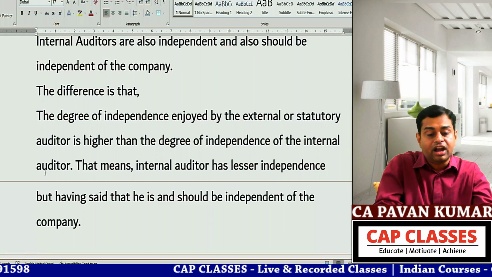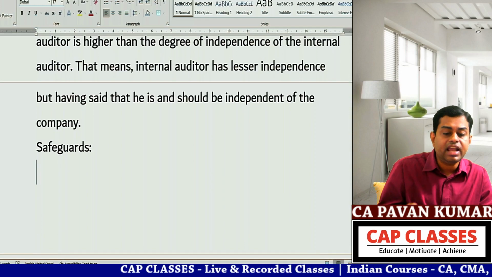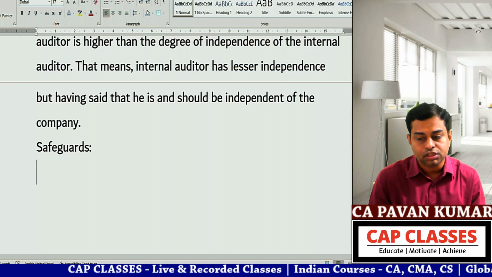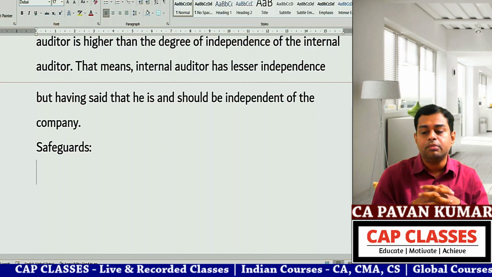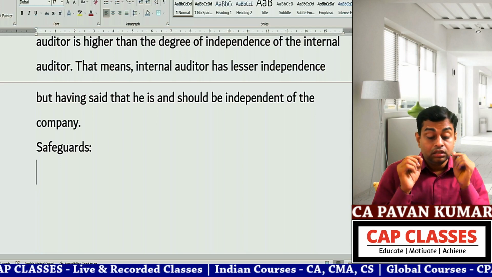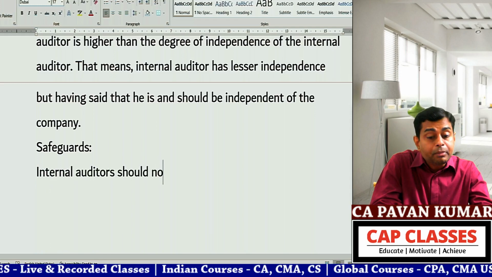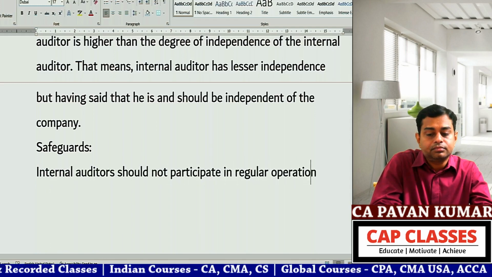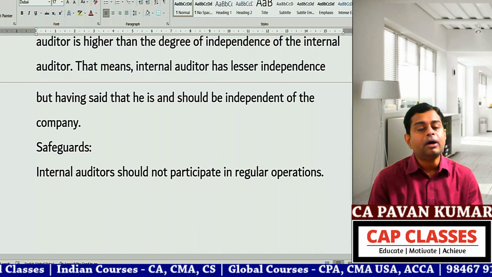For example, I'll tell you safeguards. Again, these safeguards are explained in an excellent manner in foreign textbooks. In Indian textbooks, I have not seen this kind of example, but for your benefit, I'll give you one example, okay? Internal auditors should not participate in regular operations.